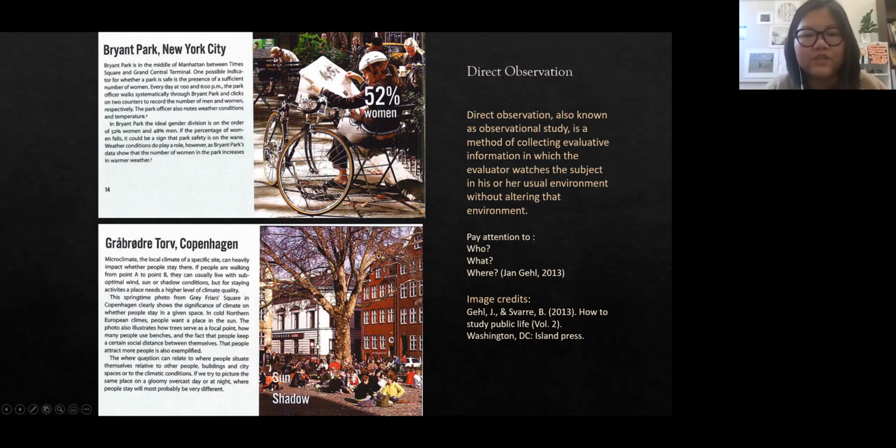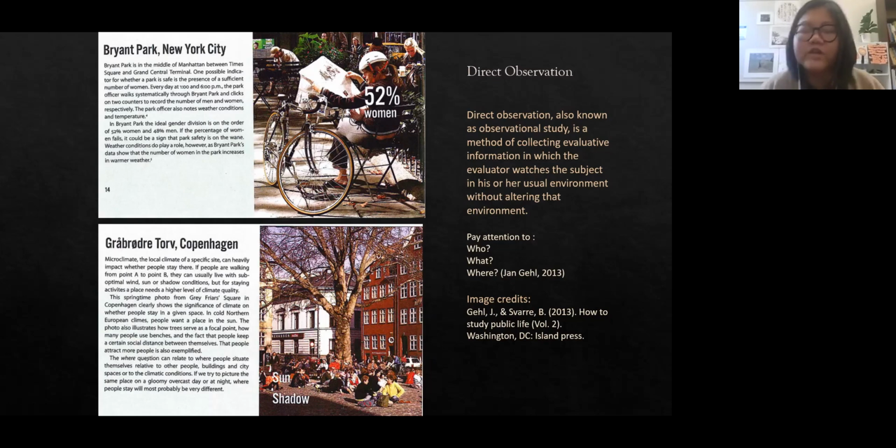And this one is in Copenhagen, studying the microclimate of the environment. Again, this uses a photograph. You can very clearly see people sitting under the sun rather than in the shadow. So this tells you something about where people prefer to sit in different weathers.